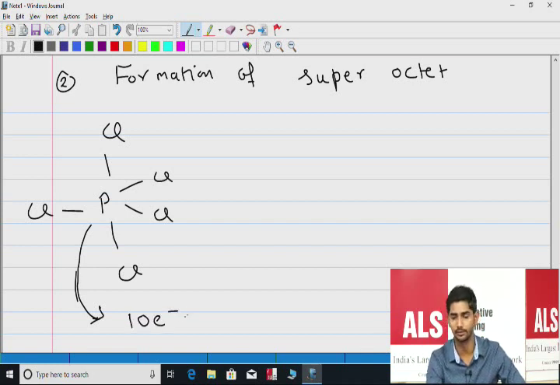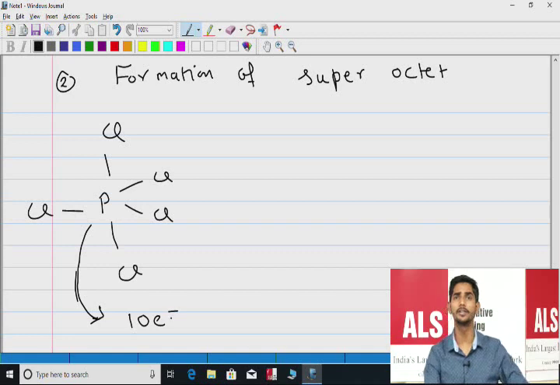So these 10 electrons are known as a superoctet, meaning the valence shell has more than 8 electrons. Simply, you have to pick out the central atom, count its surrounding bonds, and then multiply by 2. You will get the valence electrons that the particular element will have.